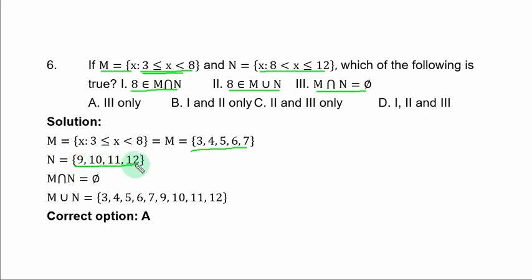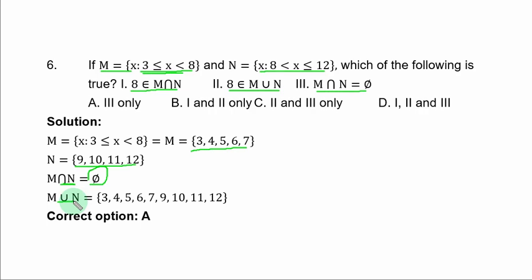So by the options, we have to look for intersection and union. Now let's look for intersection. What is common to set M and N? There is no common element. That means the intersection is an empty set, and the union is simply the combination of all the elements. That is 3, 4, 5 till 12.